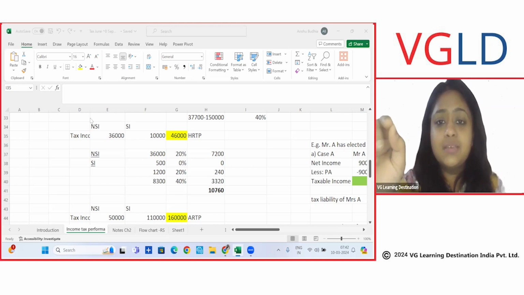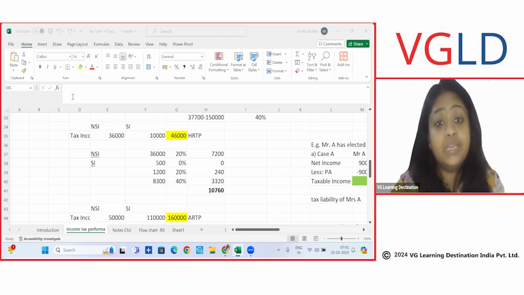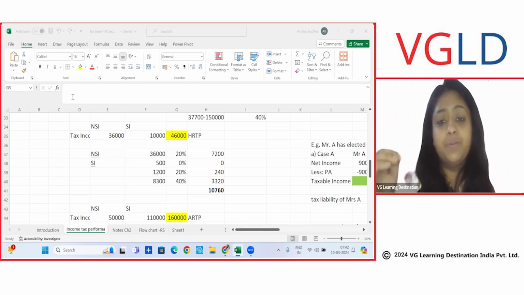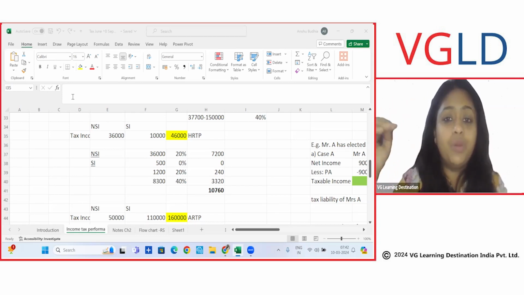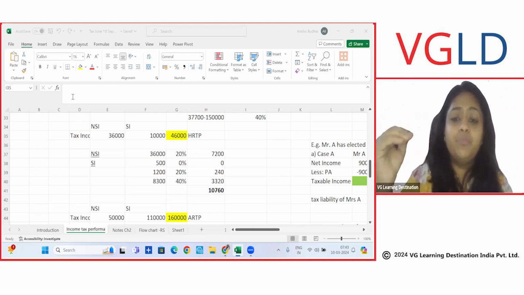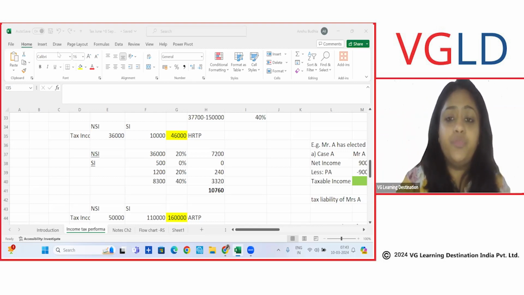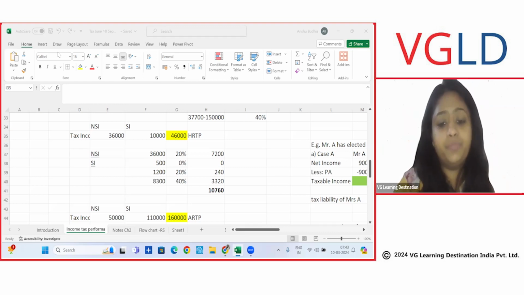So guys, please remember you have to apply these tax rates accordingly, slab by slab. Till 37,700, 20%. Then from 37,701 to 150,000, 40%. Beyond 150,000, 45%. I'll just give you 2 minutes now. Type it in the chat box, your answers. Wrong or right, doesn't matter. But try to get it right this time.